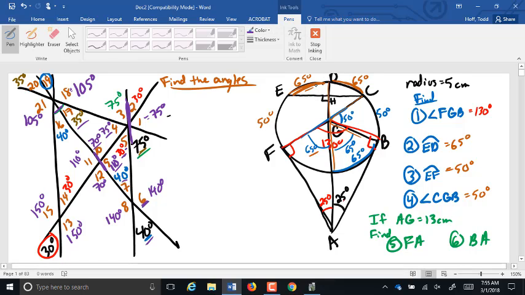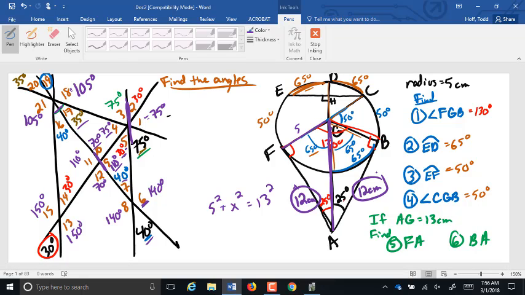Find FA and BA. If AG is this from here to here, if that's 13, how do we find those? Well, this is 5, so that would be 5 squared plus, if I call this x, x squared equals 13 squared. We would solve that for x. That's 12 centimeters. And remember, those are two tangents that intersect, so they have to have the same length from the intersection to the points of tangency.